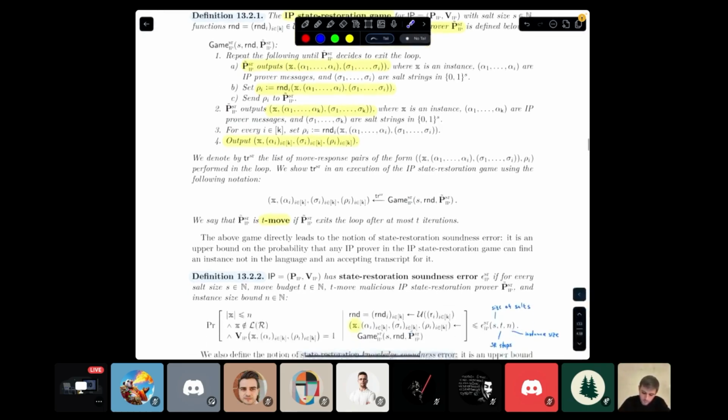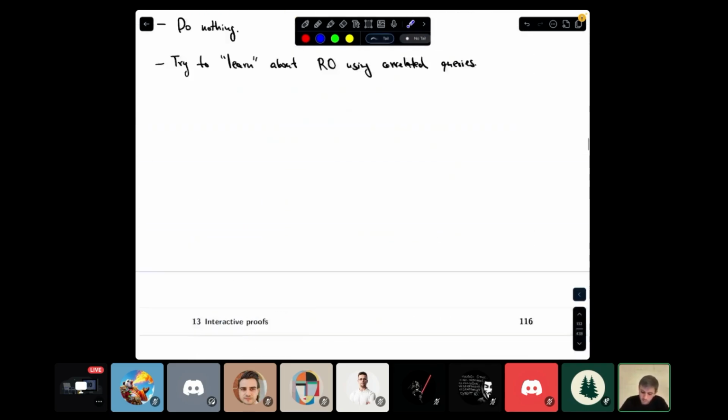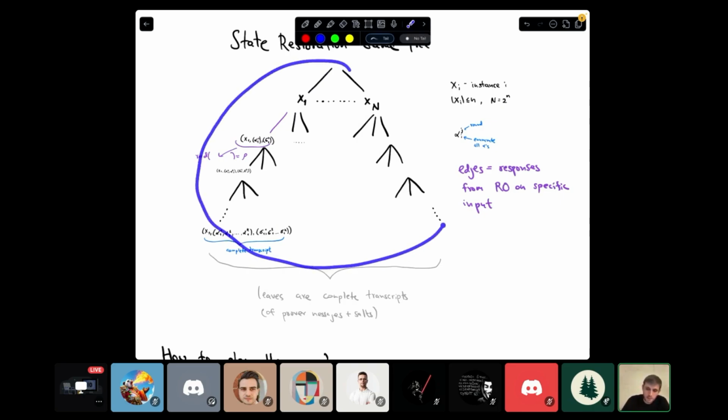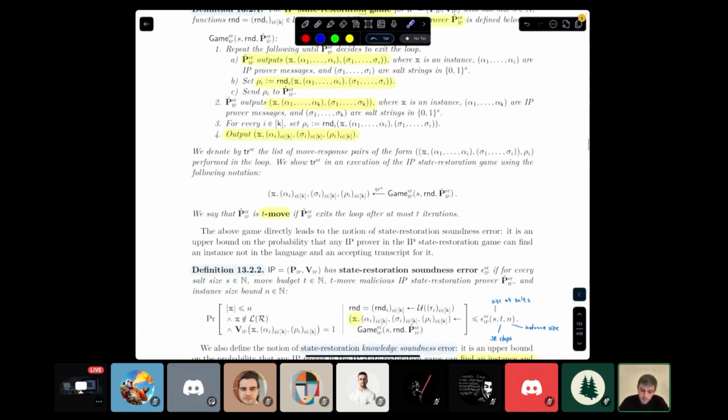Okay. We moreover say that this prover is a T-move prover if it can just query T edges along this tree, right? So if the prover is all-powerful, you can discover the entire state restoration tree, and by that gain full information about the random function, right? And we don't want that to happen because, well, if the prover can break the random function and learn it, of course it can fool the verifier, because the verifier is no longer randomized in a sense. So what we want to say is that this thing is restricted by doing just T moves along this game tree that we saw before.